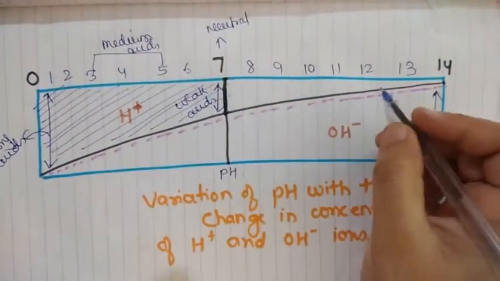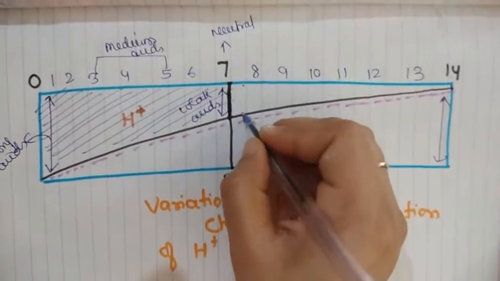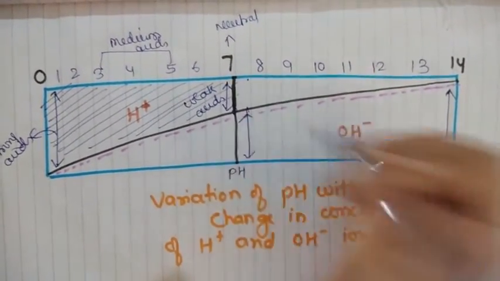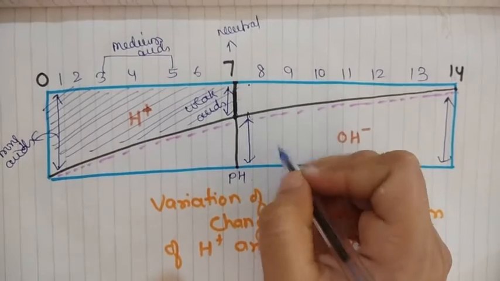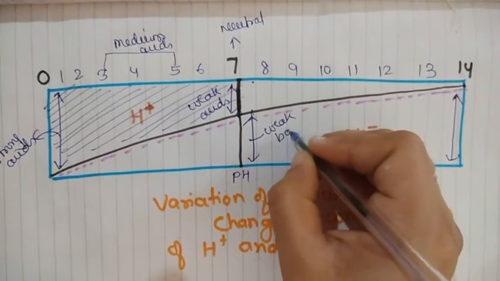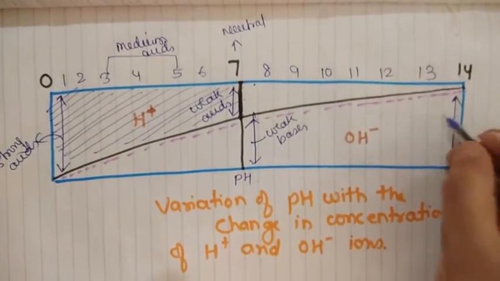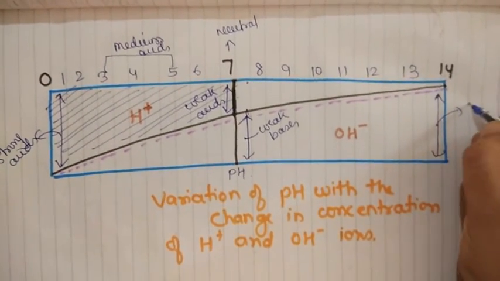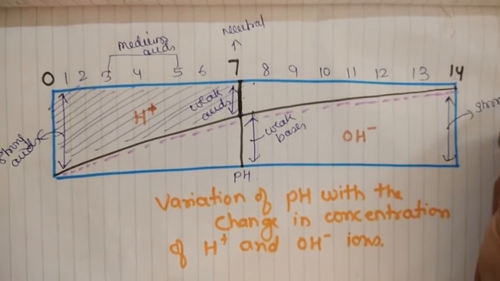Similarly for the bases, you can see that the minimum hydroxyl ion concentration is here, so we will say that these are weak bases, and here you are getting the maximum amount of hydroxyl ion, that is why these are strong bases.